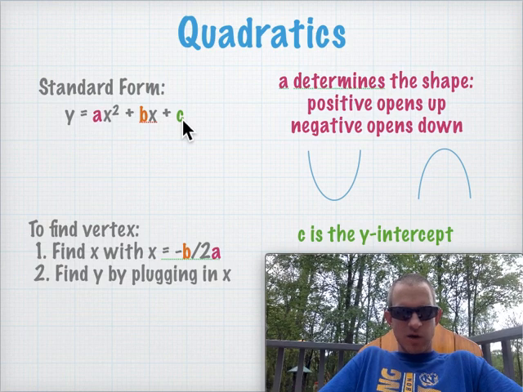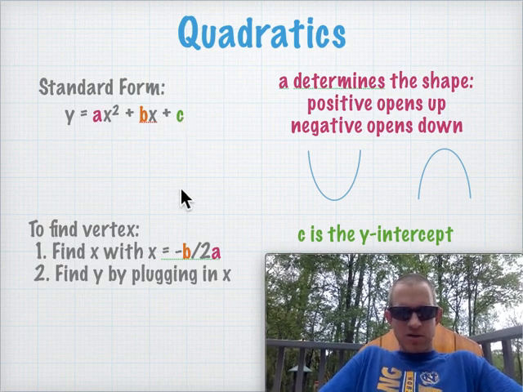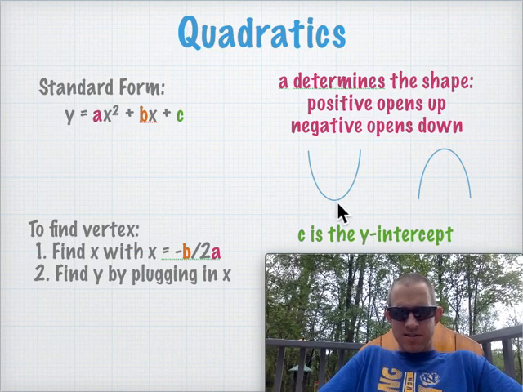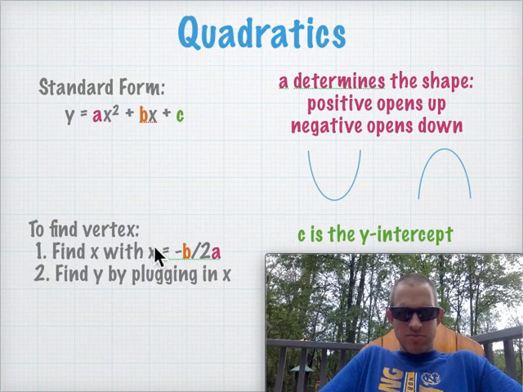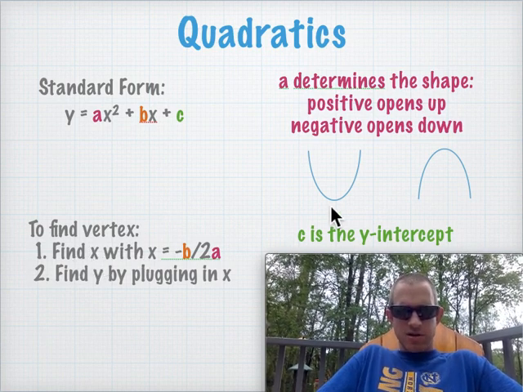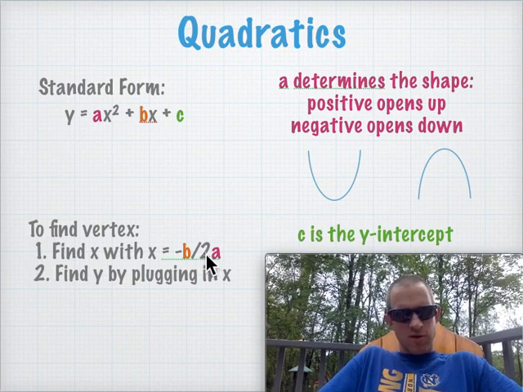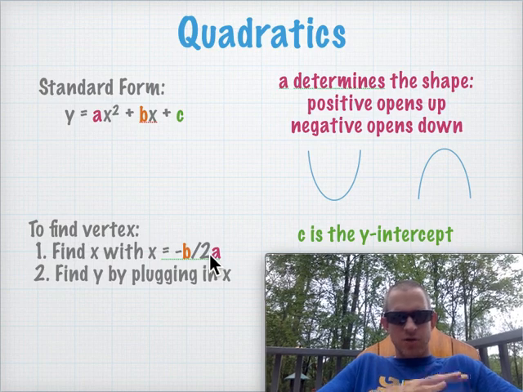C is the y-intercept. It's kind of a nice, quick, easy point to find. And the most crucial point to find on any of these is the vertex. And when it's given to you in standard form, you'll have to remember this little formula. So you find the x-coordinate of the vertex by doing negative b over 2a, which I taught you was the first and last bit of the quadratic formula.